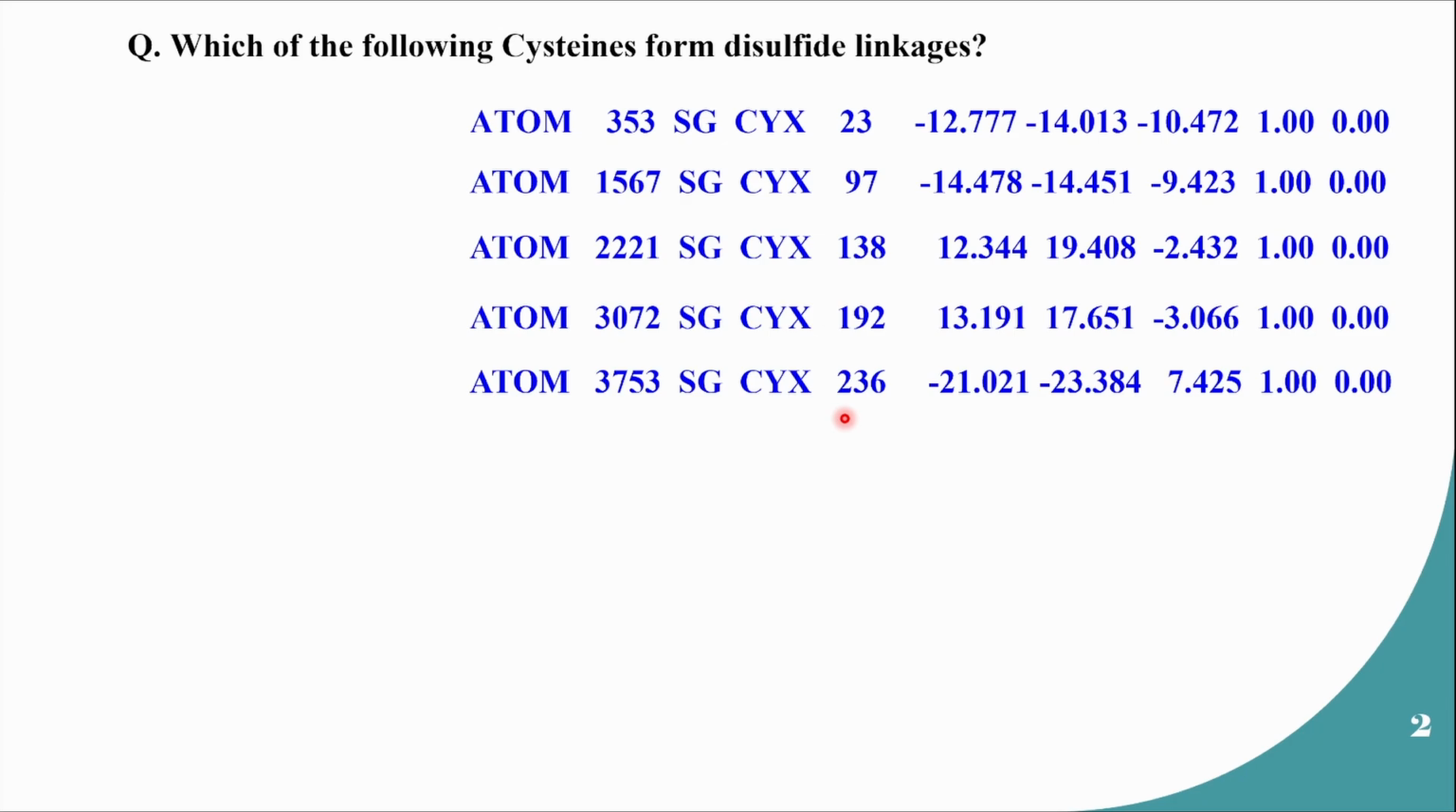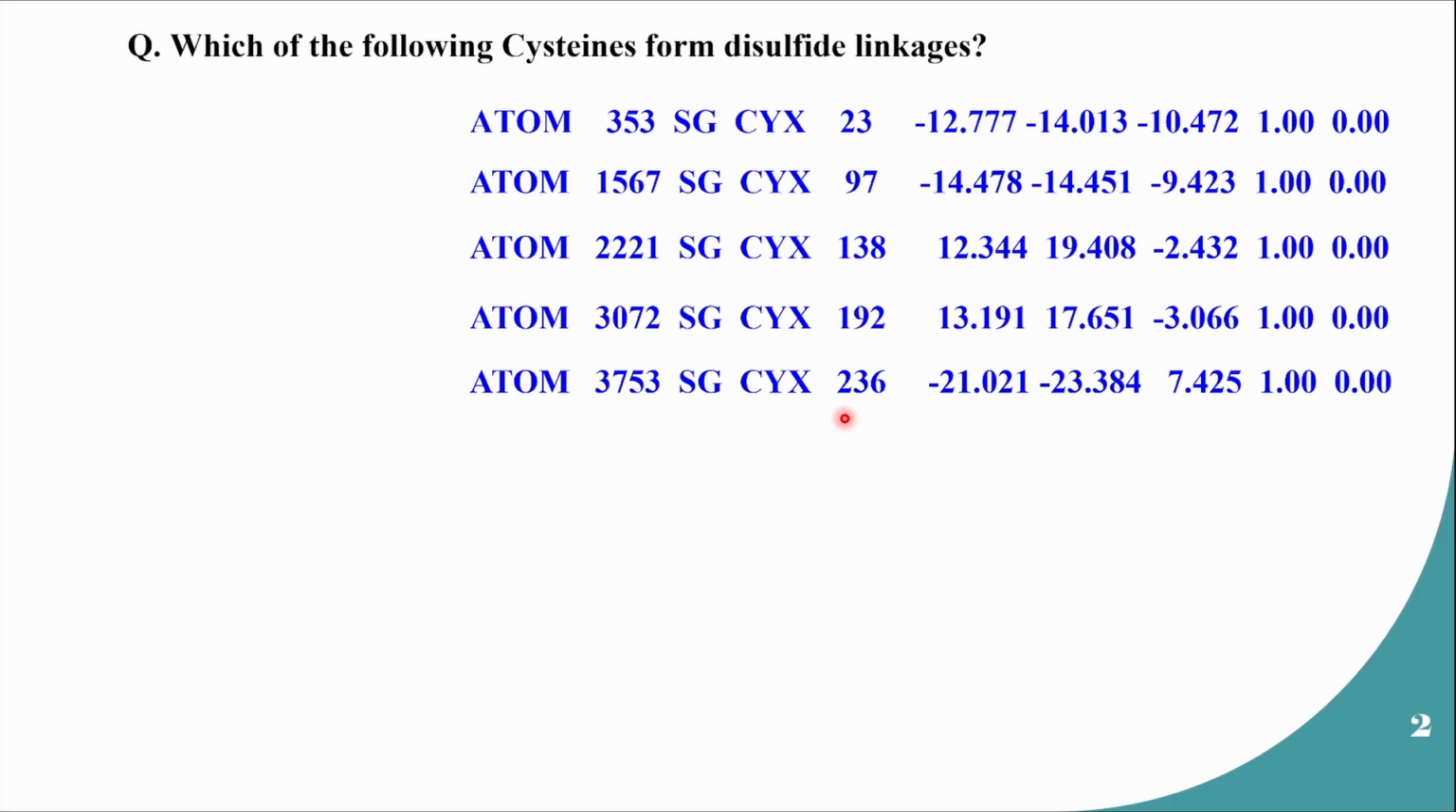So in this particular question, it is being asked that if you have been given all of these cysteine residues and their information, which of these cysteine residues will be forming disulfide bonds together? What you have to do is calculate the pairwise distance between two cysteine residues.